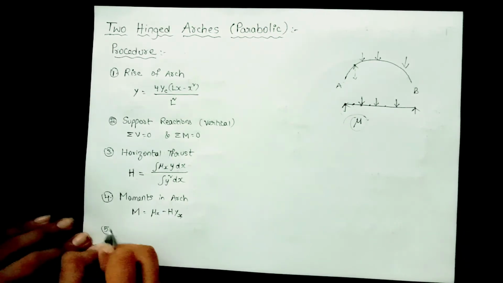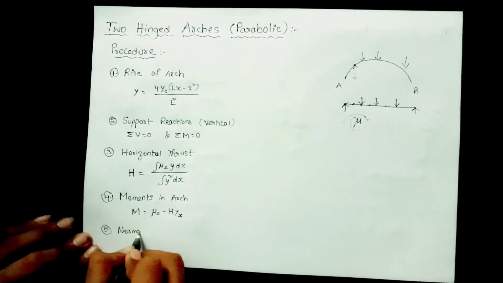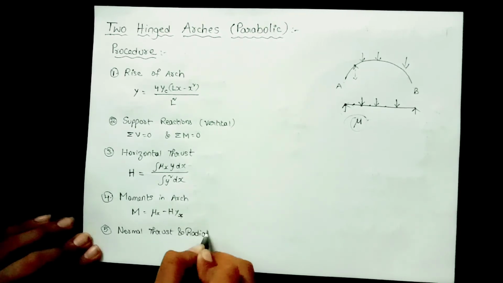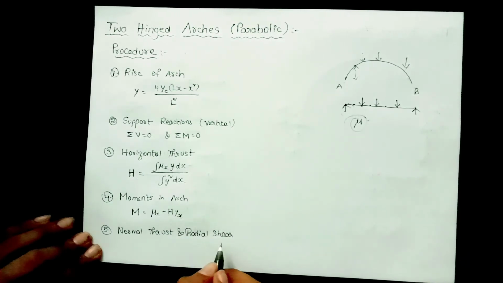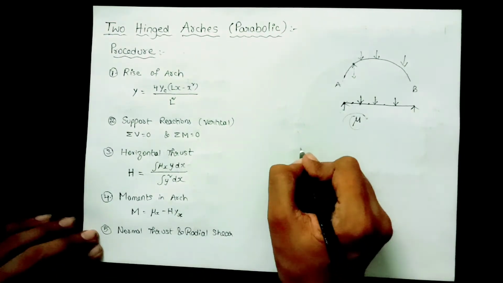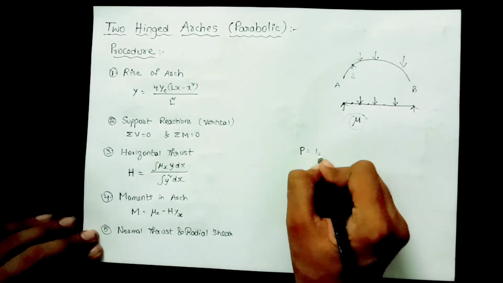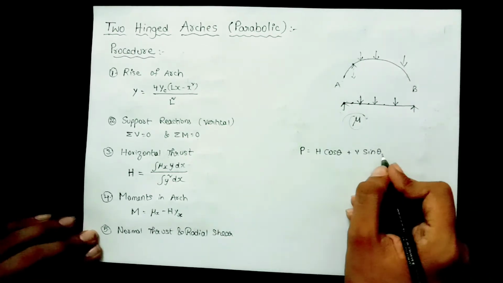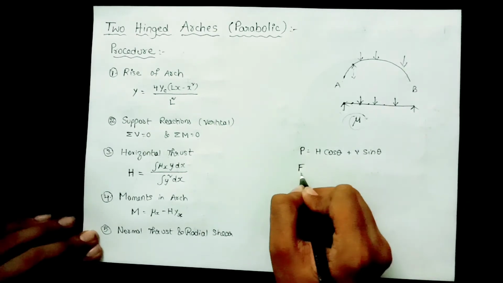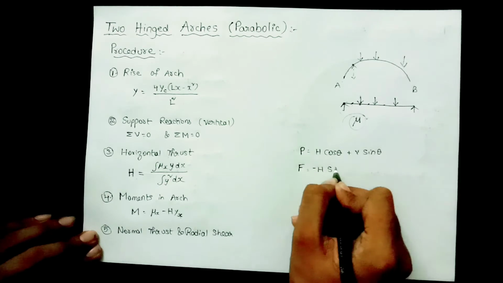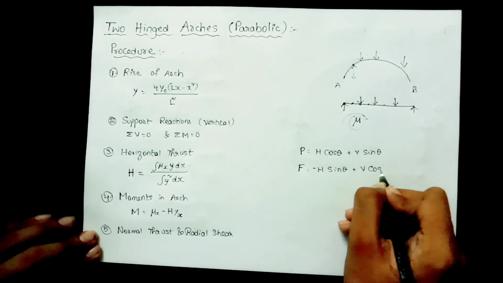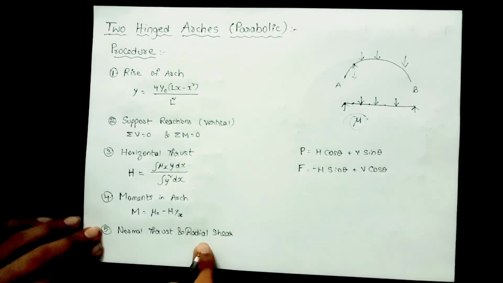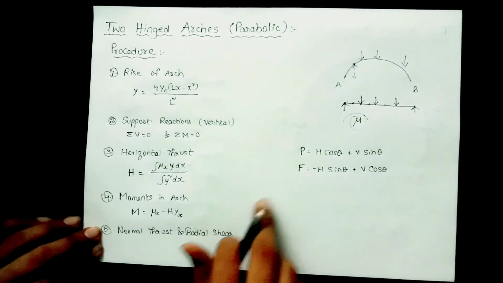The next step is normal thrust and radial shear. Normal thrust and radial shear are also easy to calculate. Normal thrust is generally indicated by P. The formula is H cos theta plus V sin theta. This is the formula for normal thrust, and radial shear is indicated by F. This is minus H sin theta plus V cos theta. These are the two formulas which are used to calculate the normal thrust and radial shear. Normal thrust is P and radial shear is F.